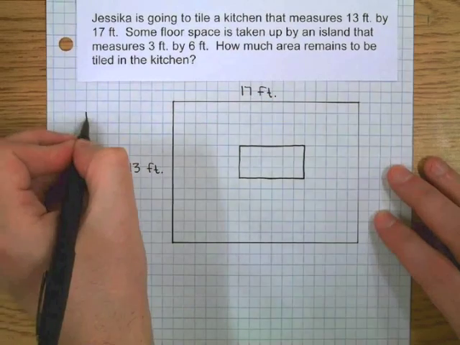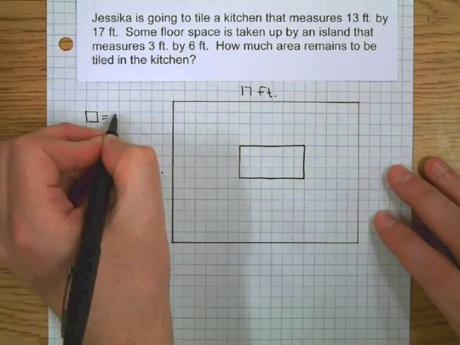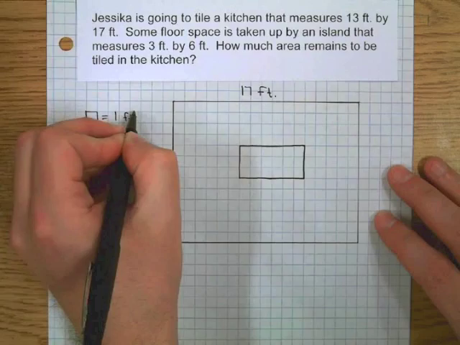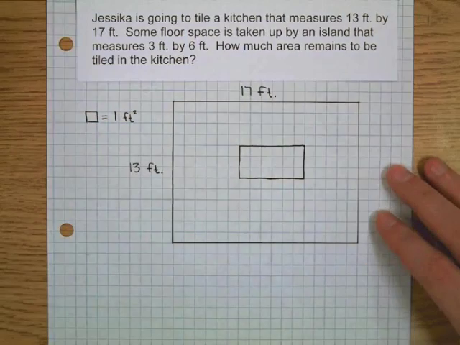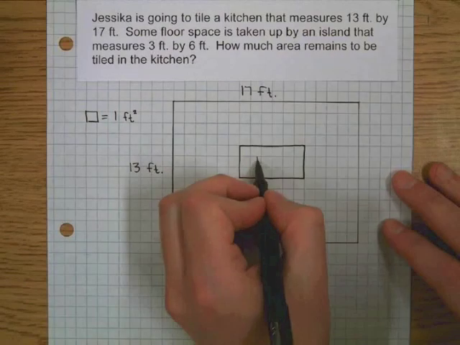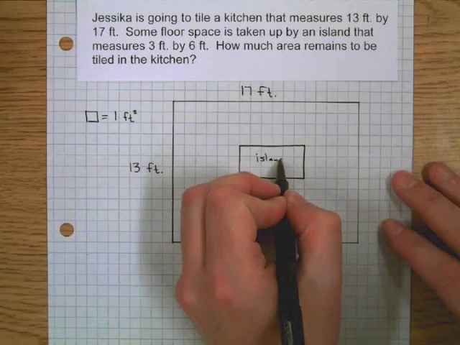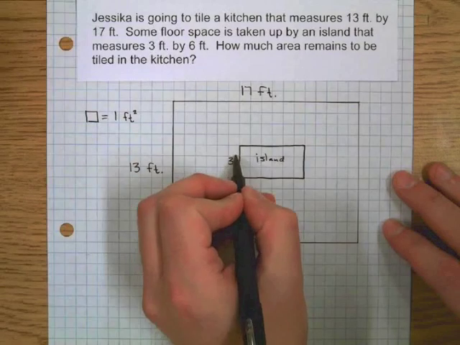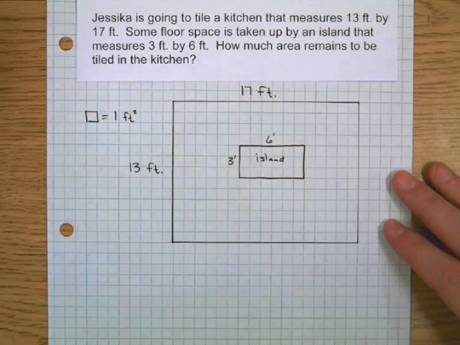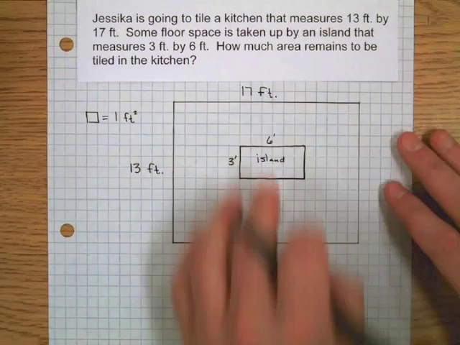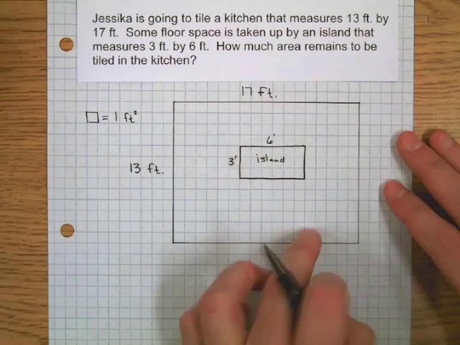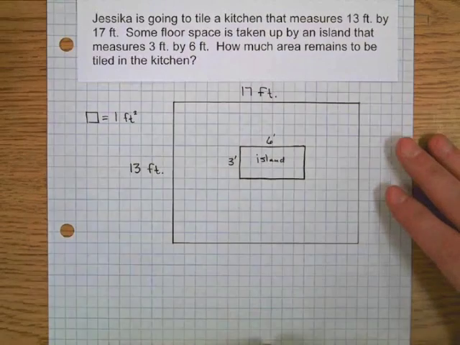So I could write that over here, even if we needed to say that, equal to 1 square foot. So here's our island somewhere in the middle, and 3 by 6 feet. So we want to know how much of this area remains left to tile.